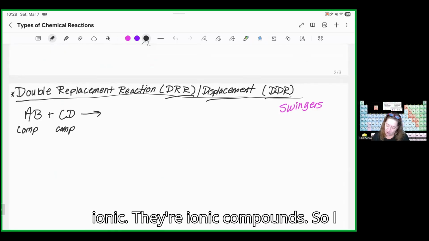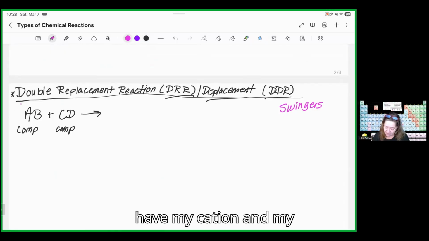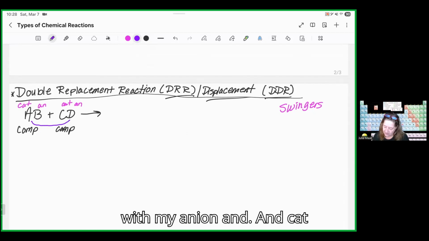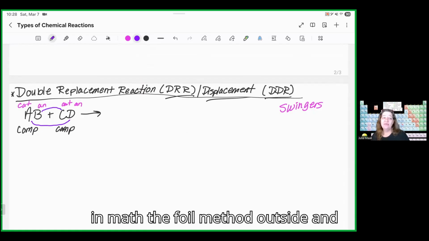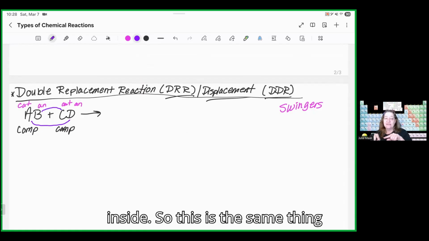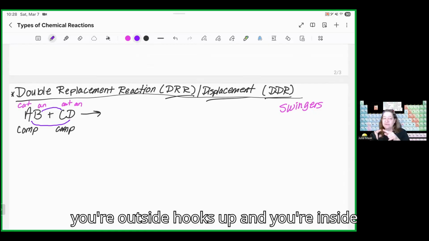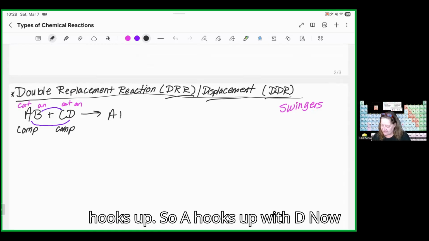Okay, so it's always ionic. They're ionic compounds. So I have my cation and my anion, and my cation and my anion. Okay, so my cation is going to hook up with my anion, and my cation with my anion. Remember in math, the FOIL method, outside and inside. So this is the same thing. Your outside hooks up and your inside hooks up. So A hooks up with D.